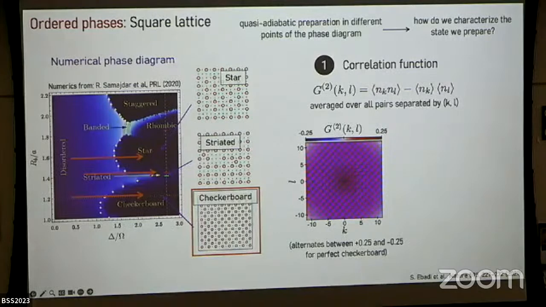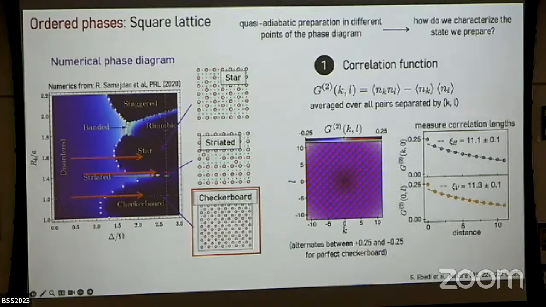One thing you can do here to see how well you're able to prepare this checkerboard phase is to measure the correlation length. You just average this along the vertical and the horizontal direction, and you measure the decay of your correlation function to determine what is the correlation length. The lattice we're using is a 15 by 15 lattice, and here you see that our correlations extend over about 11 sites. So it's pretty good.